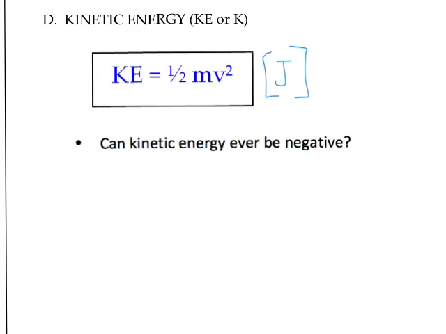Now kinetic energy is moving energy, so we're going to look at the equation. Can mass ever be negative? The answer is no. Can velocity be negative? Yes, it can, because velocity is a vector quantity. However, look right here. See how it's squared? What happens when you square a negative number? Good, it becomes positive. So no matter what, even if we do have a negative velocity, because it gets squared in the formula, kinetic energy will still turn out to be positive. So our answer right here, no, kinetic energy cannot be negative.